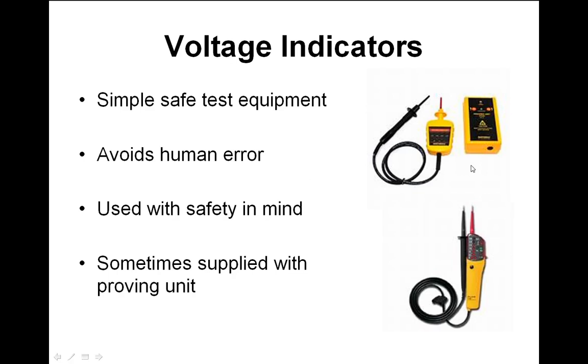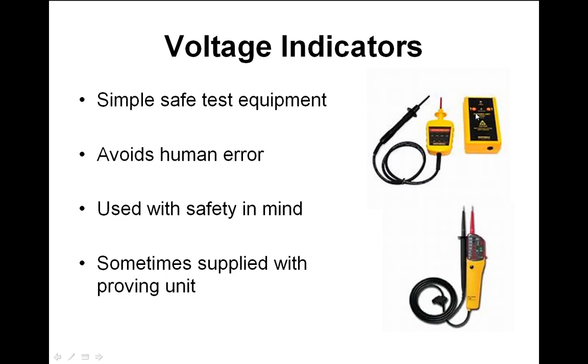And next to it, you've got something called a proving unit, which is very important. The whole idea is when you want to test that a circuit is dead, for example, you've done your lock off and tag off, so you go back to the motor you're about to change, look at the terminals, and use this probe to see whether it's dead. This probe is not going to come up with anything. All LEDs are dead, but you don't know whether the probe's broken down. So you've got this proving unit on the side here.